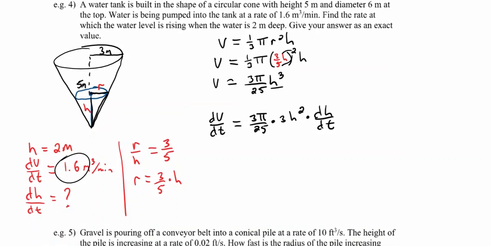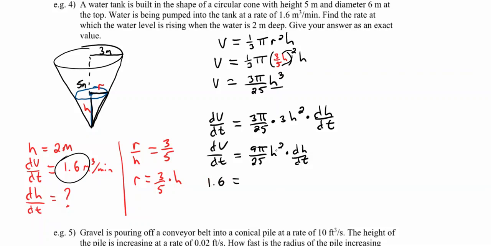Okay, so yeah. Let's clean that up one more time though. So I'll say dV over dt is equal to 9 pi over 25 h squared times dh/dt. Right, that would be our equation that we can start throwing things in. Okay, so we know dV/dt is really 1.6, right? That's the rate that the volume's changing over time.